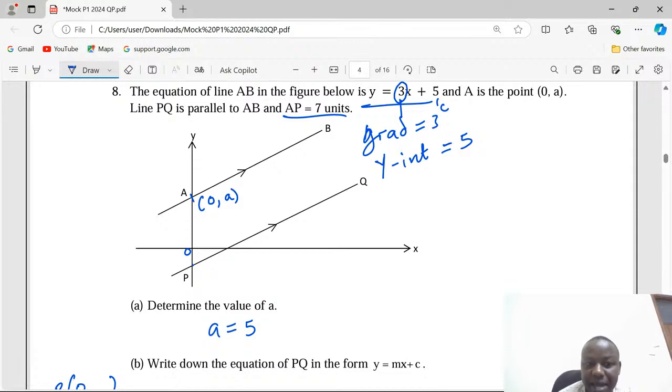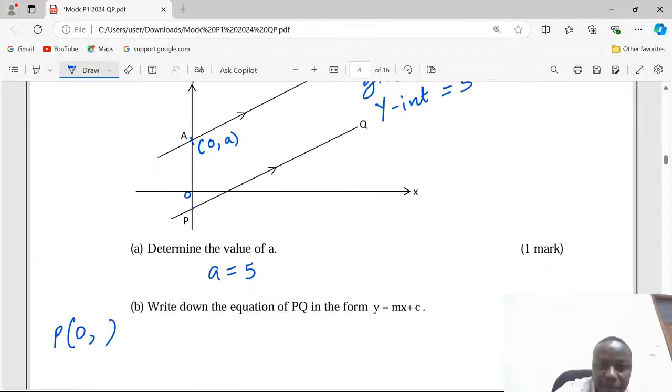But again, from A to the origin, we have 5 units. Those being 5, and the total is 7, then it means there remain 2 more units. So the displacement from A to P is 7 units, and from origin to A, there are 5. Then it means there are other 2 units from origin to P.